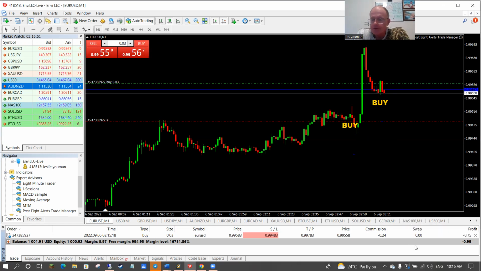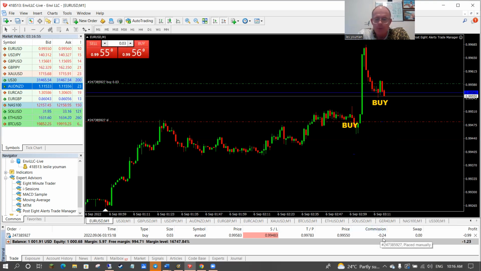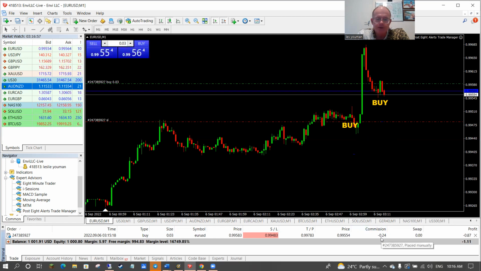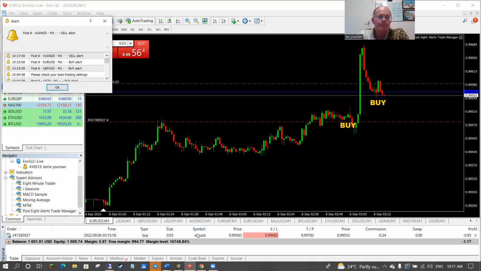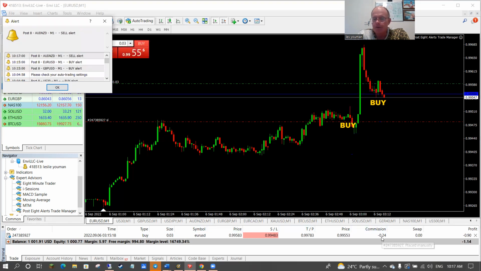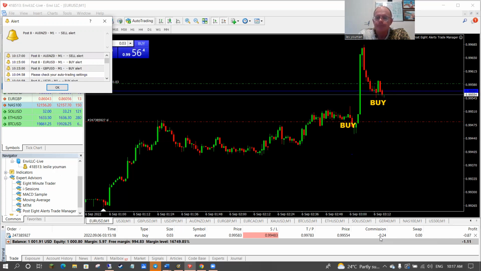For those that haven't done much trading before, this commission is a commission that the broker's charging. So based off the lot size and the pair, that's what the commission is for that trade. A swap fee is another fee that they charge, and that's only charged if you carry a trade from one day into the next day.